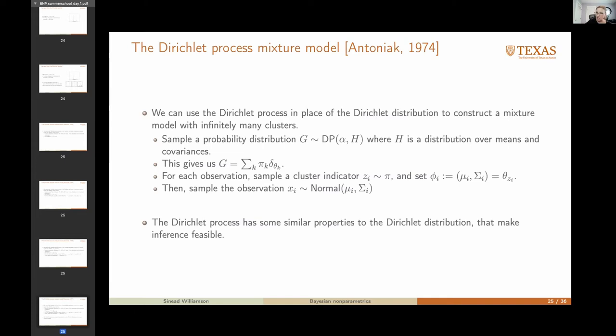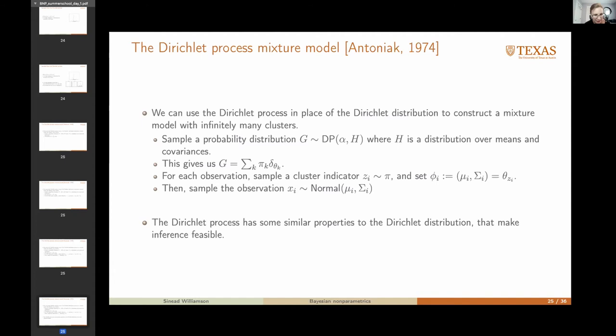I've given you a way of coming up with something infinite dimensional, and then I've told you you should just sample from that. And that's not going to work, right? Because as we've described before, we only have finite resources. But the reason we spent so long on properties of the Dirichlet distribution is because we can use some of those properties to help us both understand what's going on here and represent it in a finite dimensional manner.